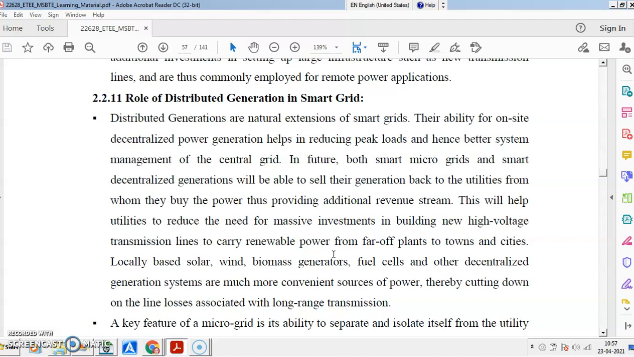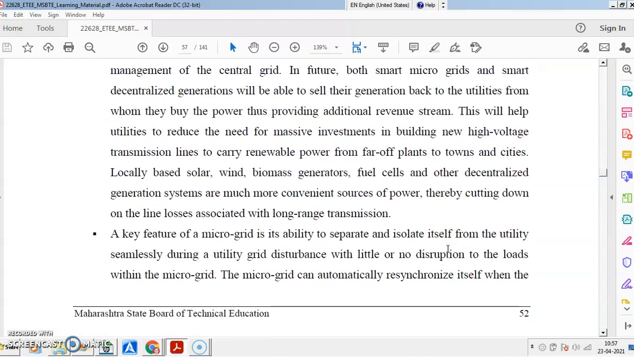Definitely this will help utilities reduce the need for massive investment in building new high voltage transmission lines. It reduces the burden on the lines, and you need not upgrade the lines or install new transmission lines to carry power over longer distances. You may not require bigger power plants, especially those using fossil fuels, which cause major carbon emission and environmental issues. Then the limitation of this fuel is also there.